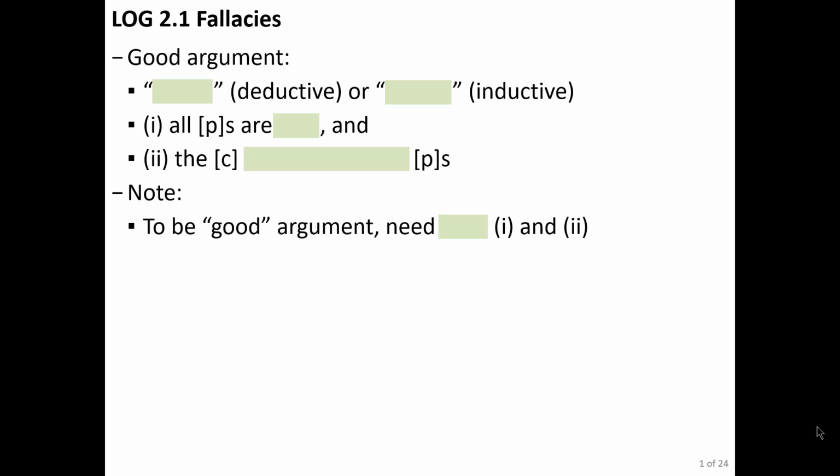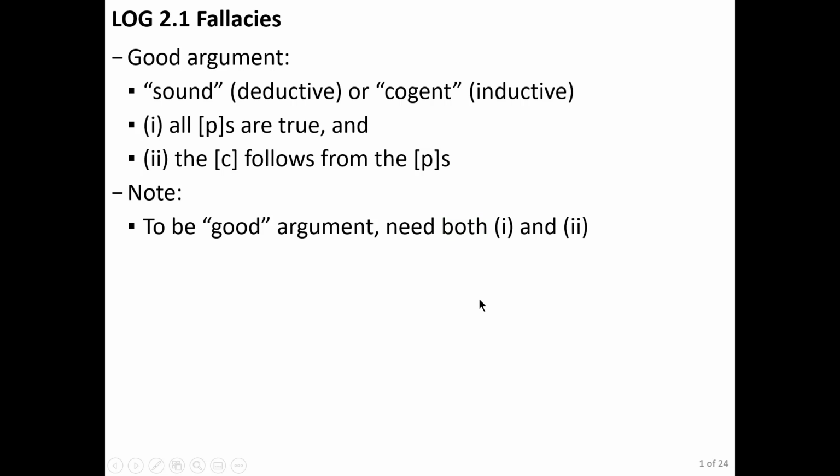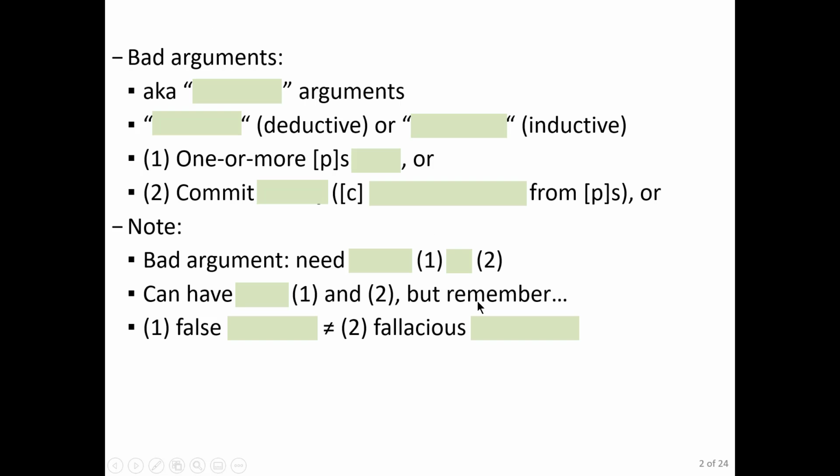A good argument is an argument that is sound or cogent. Sound is for deductive arguments and cogent is for inductive arguments. The idea behind soundness and cogency is that all the premises are true and the conclusion follows from the premises. To be a good argument, you need both 1 and 2. That's important, as we'll talk about later when we talk about bad arguments.